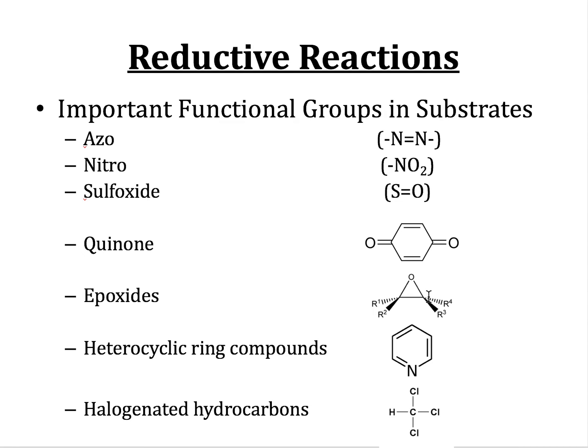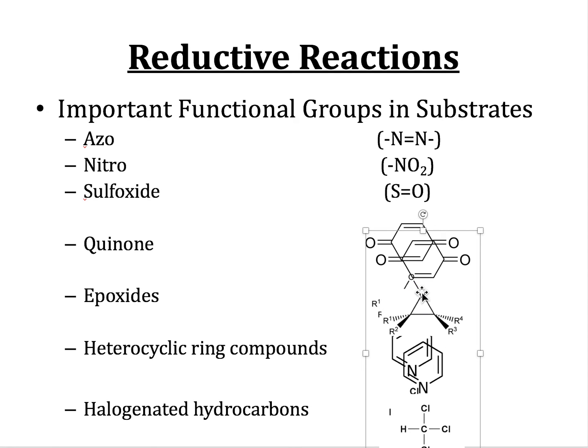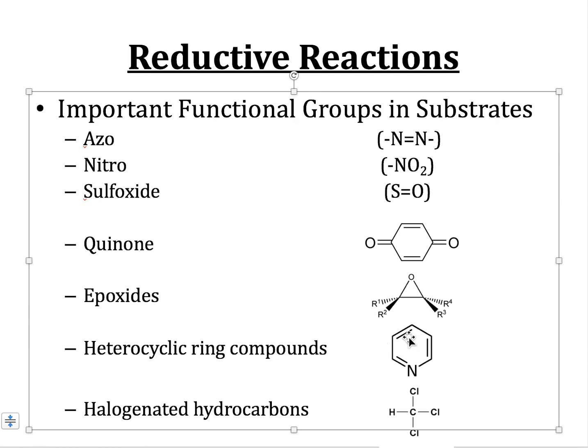Important functional groups are the azo group, nitro, sulfoxide, quinones, which are found in antimalarial drugs, epoxides, heterocyclic ring compounds, and halogenated hydrocompounds. So what you're looking for is azo, a double bond nitrogen, and nitro. Quinones are basically like two O's coming off a benzene. Then epoxides, cyclic compounds like this, and halogenated compounds like these as well.